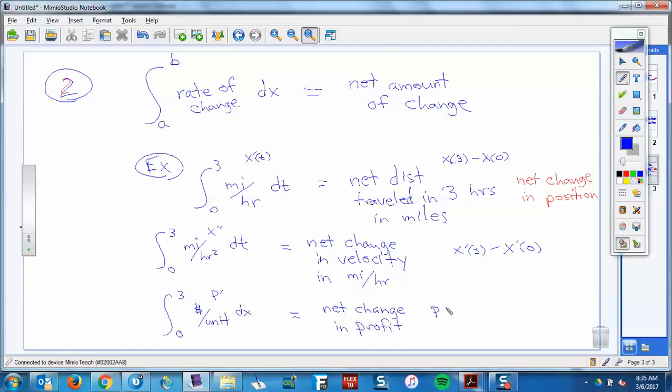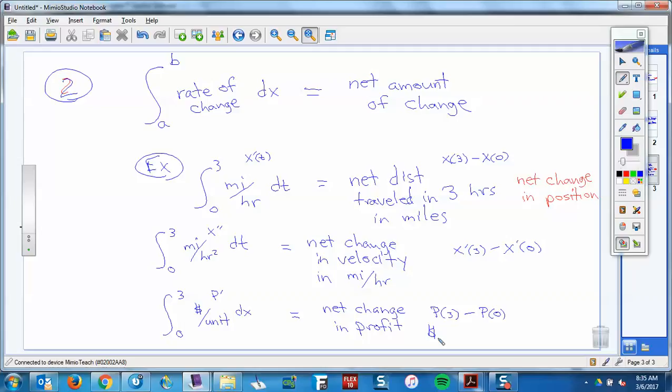So it would be the profit in making 3 units minus the profit in making 0. That's kind of weird, number of units, whatever. But this could be net change in profit, for example. So this would be in dollars. The units here would be in dollars, right? That kind of thing, okay? This, if you remember, had a name. It was called marginal profit. Marginal profit was the P prime, okay? So it could be other kinds of units as well. All right.